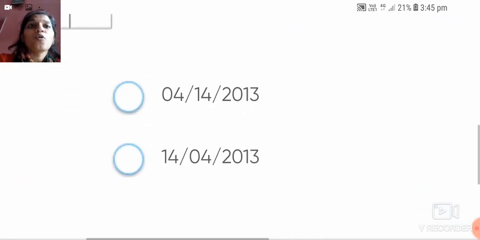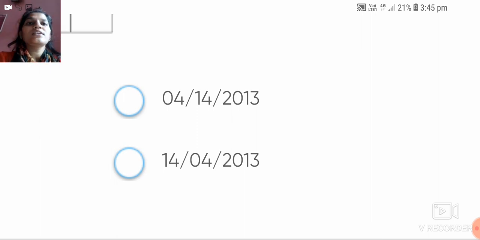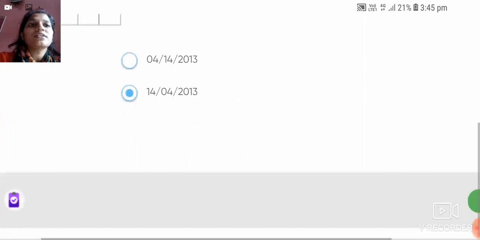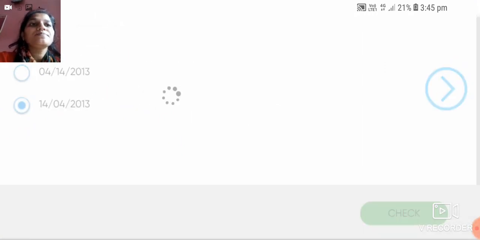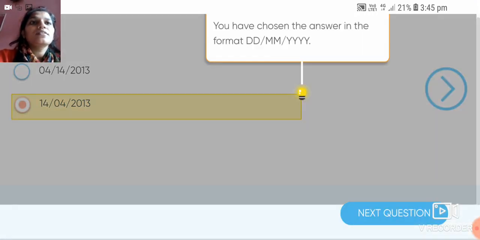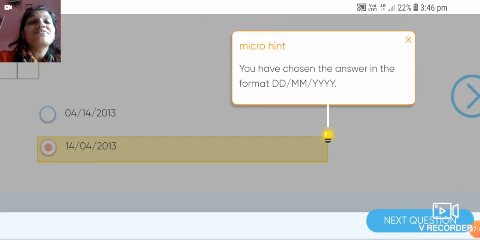Now how do we have to write the date? Here we have two options, 4/14/2013 or 14/4/2013. We have to select the answer as date, month and year format, so obviously we are going to select the second option, that is 14/4/2013. Now we are going to check our answer. Students, here we can see that they have given us a hint: you have chosen the answer in the format date, month, year. That means we have chosen the wrong format.